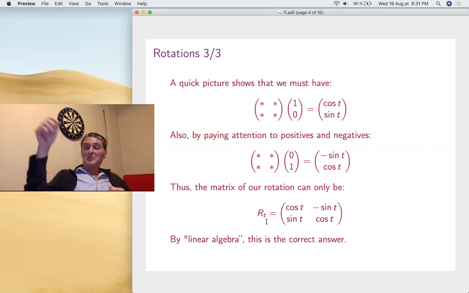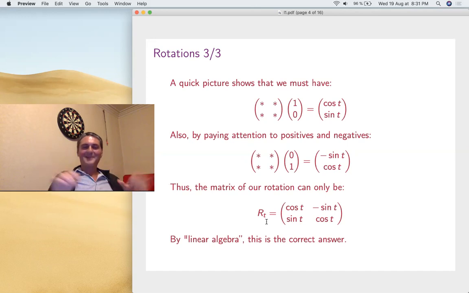But probably now, if you take some other vector, let's say (50, 132), will it get rotated by this matrix R_t in a good way? And linear algebra tells you that it's okay. So that's a theorem that I'm using here. We're done by linear algebra.